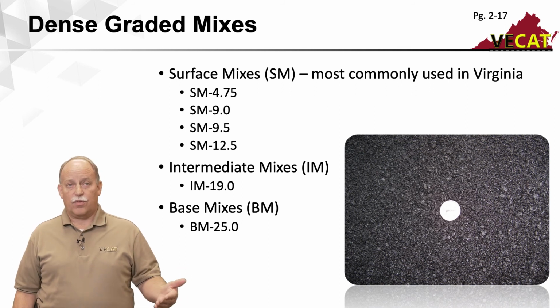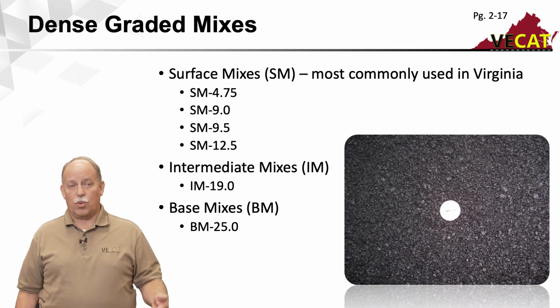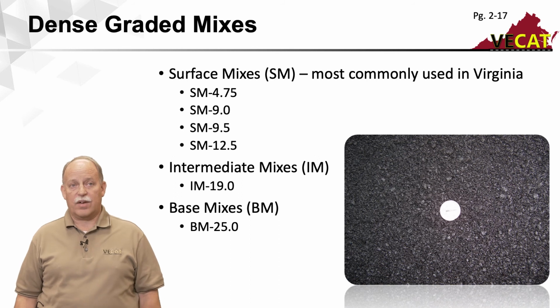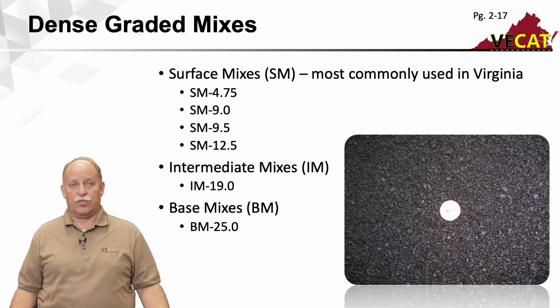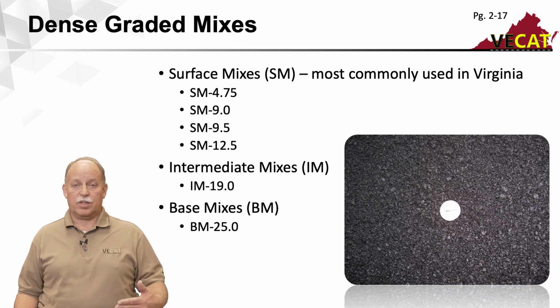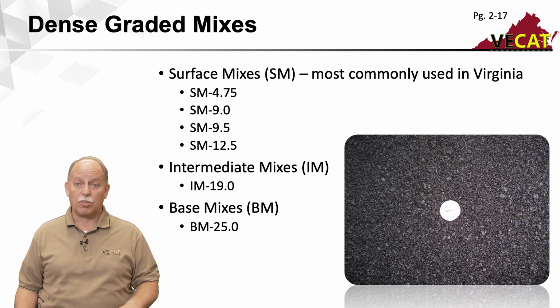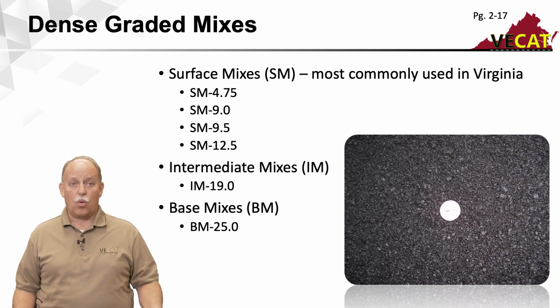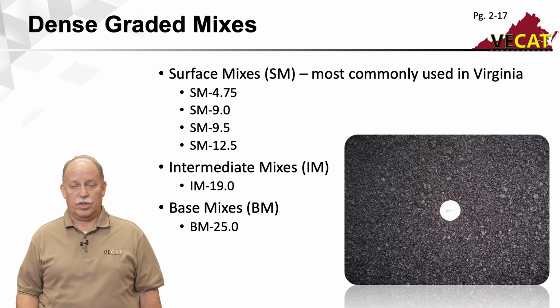We have SM 4.75, an SM 9.5, and an SM 12.5. Those are all of our surface mixes. Then we have what's called an intermediate mix. That's the mix that's typically placed on the layer right below the surface. And that's always an IM 19.0. And then lastly, right above our sub-base aggregate, we have our base mixes, and those are BM 25.0.